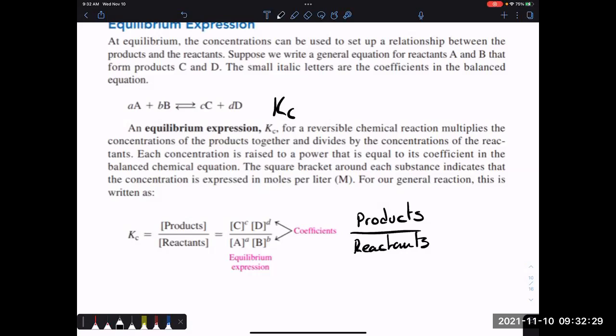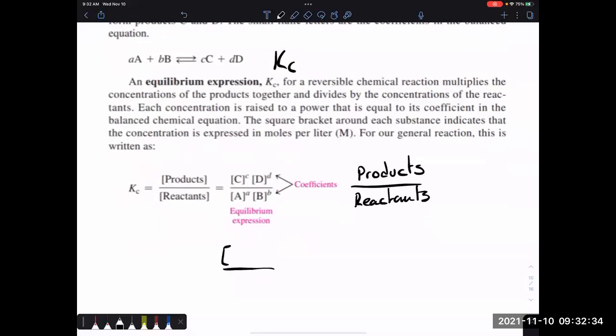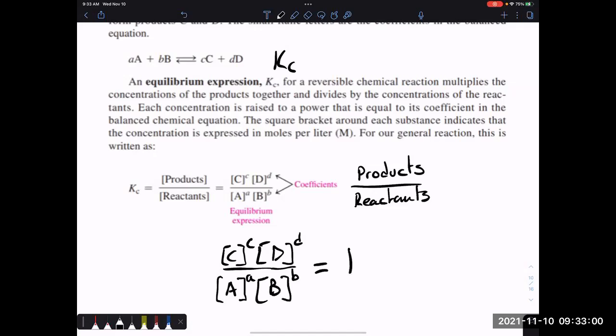So here, it's decently clear, but I'm going to rewrite it though. Brackets also indicate concentration. So the concentration of C raised to the power of its coefficient c, concentration of D raised to the power d, and then concentration of A to the a, and concentration of B raised to the b. This equals Kc. So this tells us about the relative proportion of concentrations between our reactants and our products.